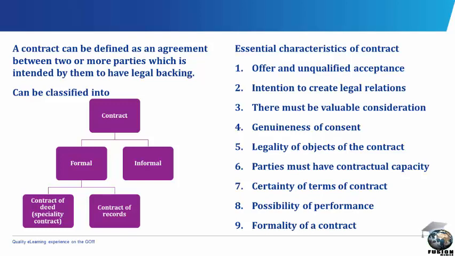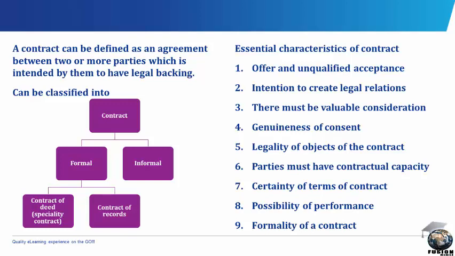Intention to create legal relations. The terms of an agreement must state clearly that the parties intended to create legally binding contracts. There must be no clause that will exclude the court. Another characteristic is that there must be a valuable consideration. A consideration must move from the promisee. It must not be past. A consideration must not be vague or indefinite. It must be legal. Consideration must be real but may not be adequate.